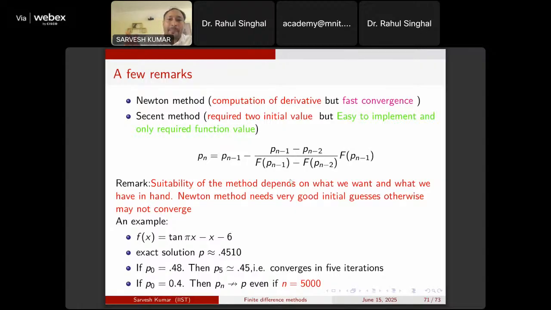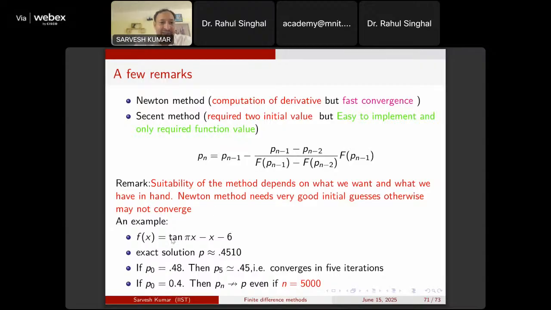So, as I said, you are working with a nonlinear problem. After applying the finite difference method, I end up with nonlinear algebraic equations. How do we solve that? The first problem comes there. It is the initial guess. So this Newton method actually requires a very good initial guess. Otherwise, it won't converge.